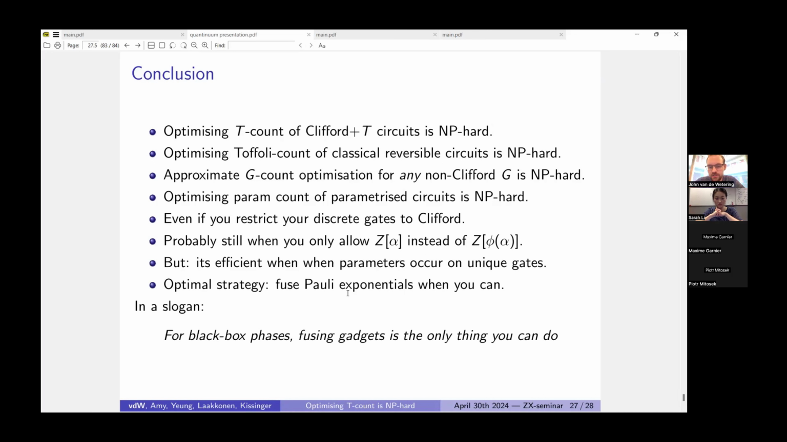And then the optimal strategy is just to fuse Pauli exponentials when you can, or in the ZX version, it is fusing phase gadgets when you can. So in a slogan, you can say that for black box phases, so if I just know it's not Clifford, but I don't know anything else, then fusing gadgets is the only thing you can do. That's the only thing you can do to combine these phases together and nothing else.